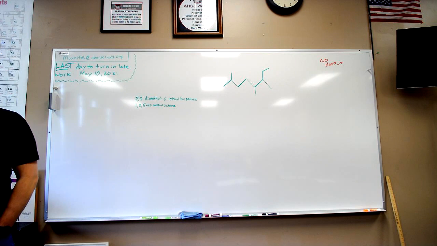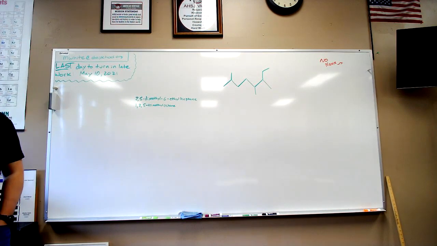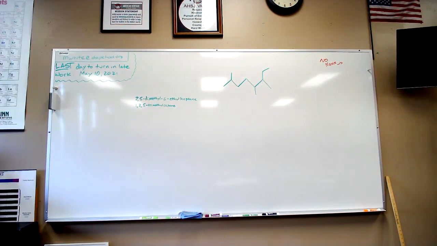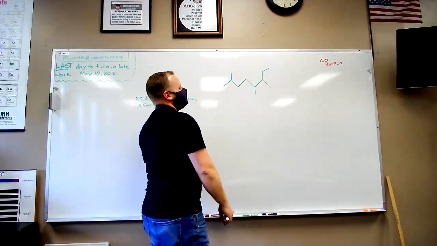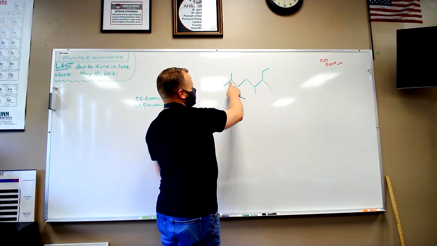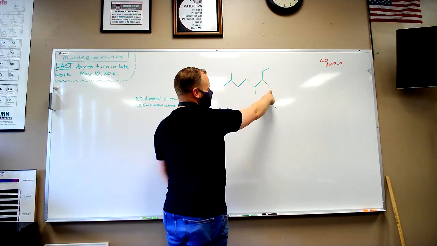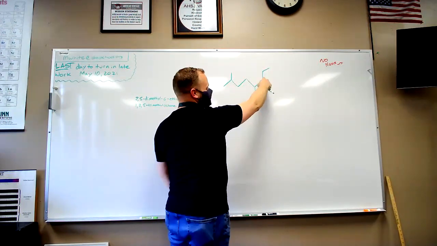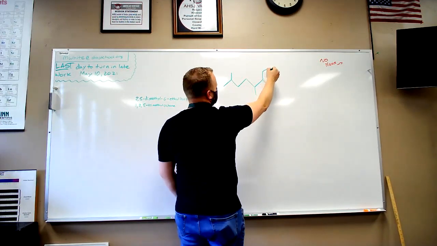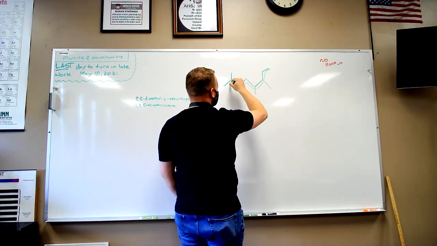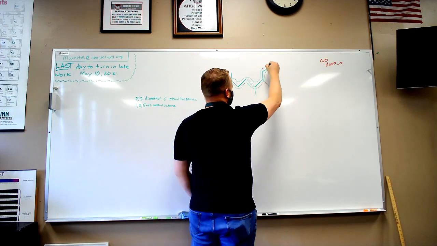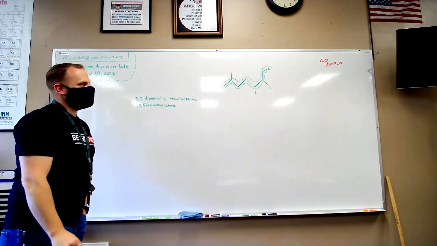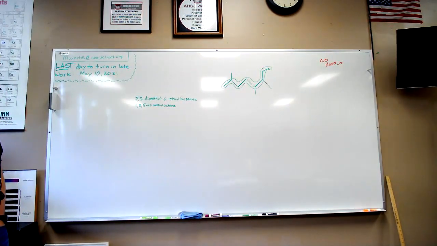Okay. Well, neither one of those is 100% correct. So let's work it out. First, we need to find our parent chain. So if we start here, we can go 1, 2, 3, 4, 5, 6, 7. But if we go 6, 7, 8, that is our parent chain. Okay. So we are dealing with octane.